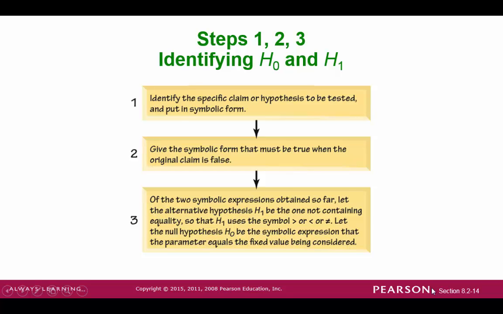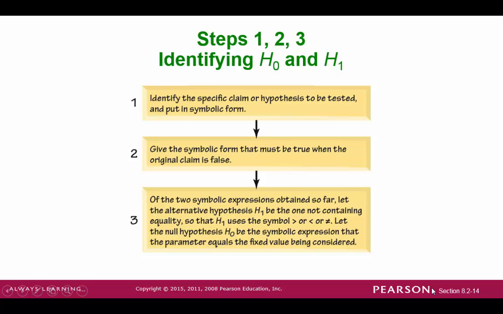Here are the first 3 steps of identifying the null hypothesis. First, we would identify your claim or a hypothesis that you want to test, and we want to put that in symbolic form. Step 2, we want to find the logical opposite of the symbolic form. And step 3, we want to decide which of the first 2 statements given in steps 1 and 2 will be your null hypothesis and which one will be your alternative hypothesis. Remember that your alternative hypothesis will have a less than, a greater than, or a not equal to symbol.